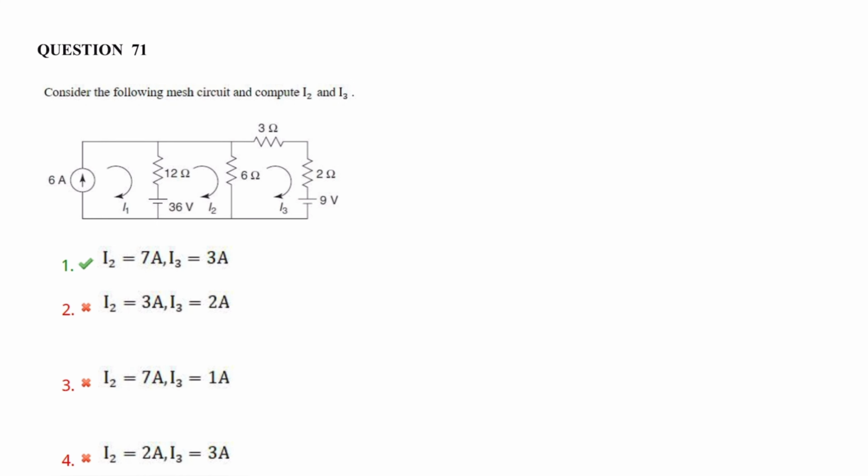Consider the mesh circuit and compute I2 and I3. So first, method 1. Let us assume V1 is the node voltage at node A. Apply KCL here, that is (V minus 36) by 12 plus V by 6 plus (V minus 9) by 5 minus 6 is equal to 0.